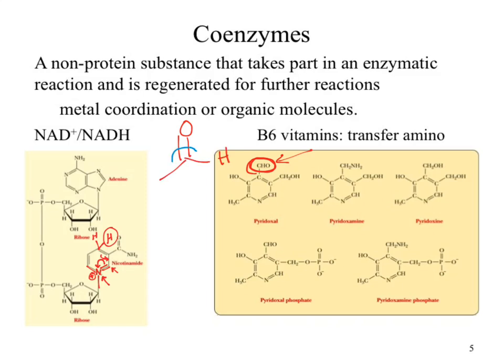Oh, it's a big hint. You can attack the middle part of it. We can attack that carbon with a good nucleophile. The point of our B6 vitamins was to do what? To transfer an amine. What's an amine look like?